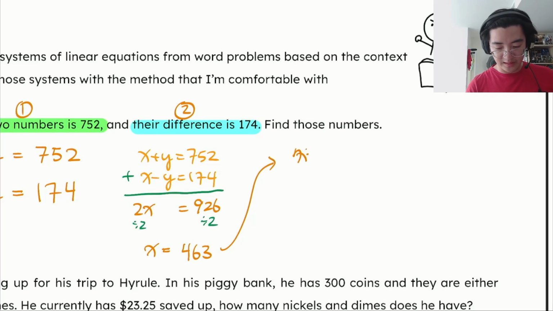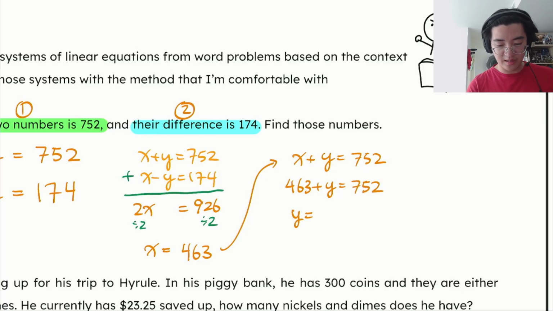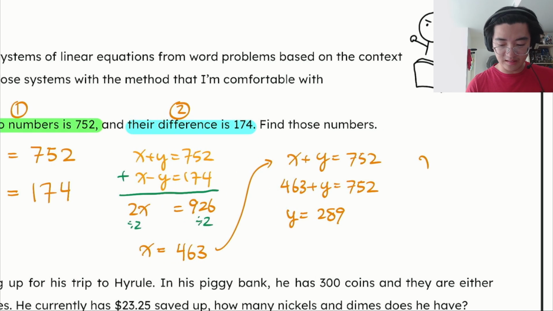We just plug it into one of our equations. So 463 plus y equals to 752. Of course, to solve for y, we just subtract both sides by 463, which is 289. And that's it. So x is 463, y is 289.